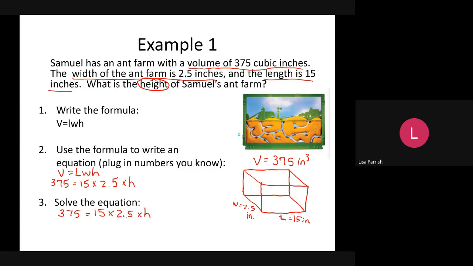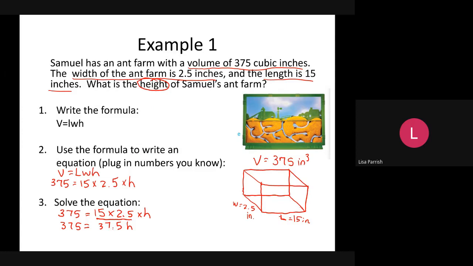So to solve this, I'm going to multiply those two numbers first. So 15 times 2.5. Remember, you can use a calculator as long as you're showing your work. So that becomes 37 and 5/10 times h. And I'm just going to put it together because I know that when they're touching, it means multiply. Now I have 37 and 5/10 times h, and we have our multiplication equation. Guys, we used multiplication equations when we did equations. We used it when we solved area equations working backwards. So you should be familiar with this by now.